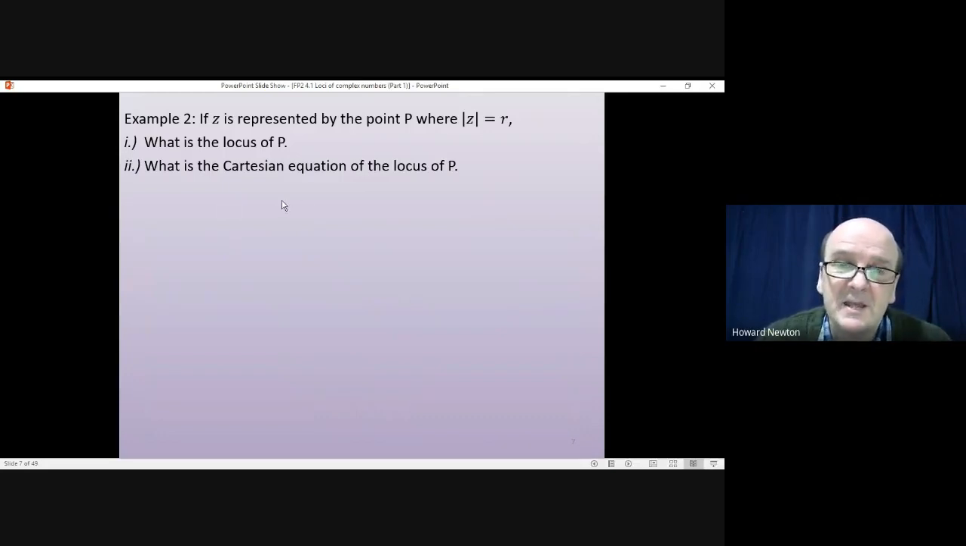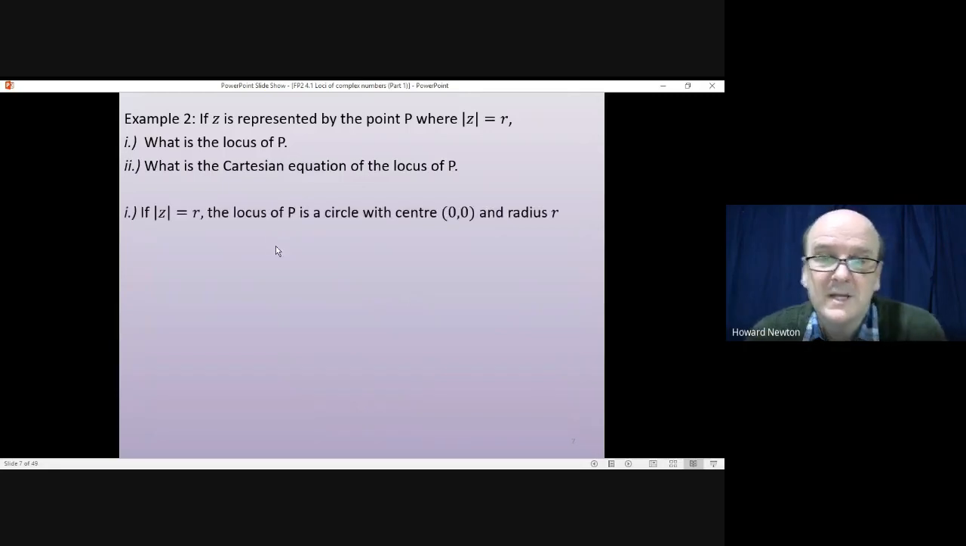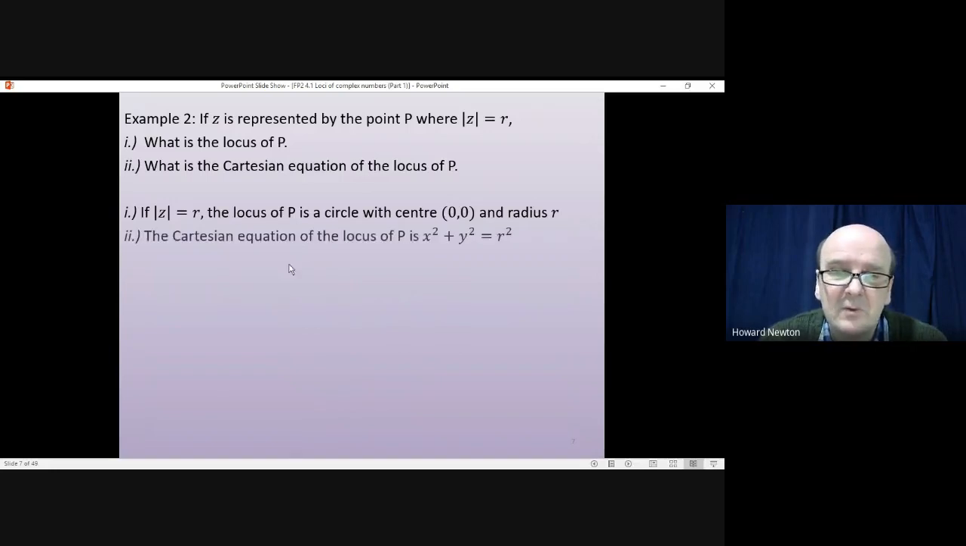Okay, it's exactly like the first question, this. Once again, we'll get a circle. The circle will still have center the origin, and the radius will be r, whatever r is. And the Cartesian equation will be exactly the same as before, except we'll have x squared plus y squared is equal to r squared. And that's the general formula, if you like, for a locus of that form.